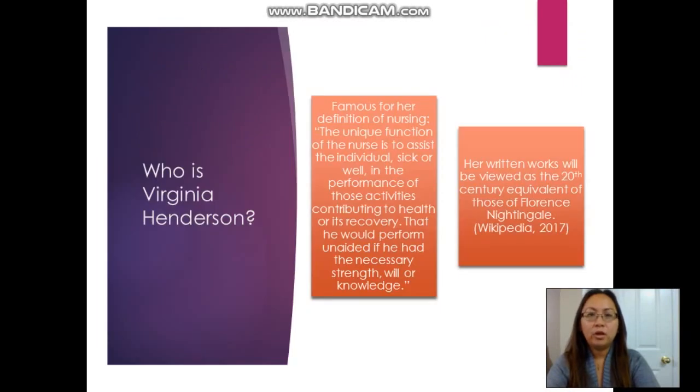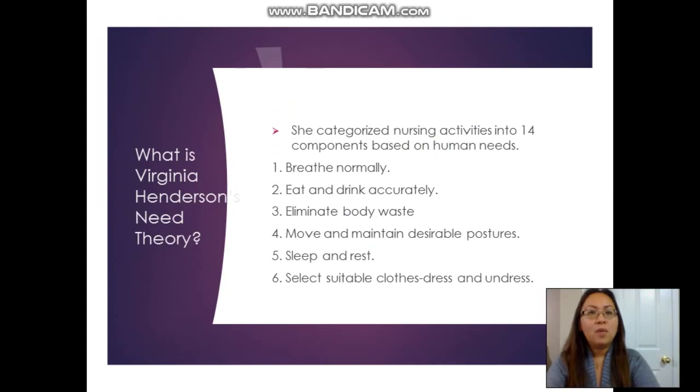She was famous for her definition of nursing. The unique function of the nurse is to assist the individual, sick or well, in the performance of those activities contributing to health or its recovery, that he would perform unaided if he had the necessary strength, will, or knowledge. Her written works will be viewed as the 20th century equivalent of those of Florence Nightingale, who is the founder of modern nursing. What is Virginia Henderson's need theory?